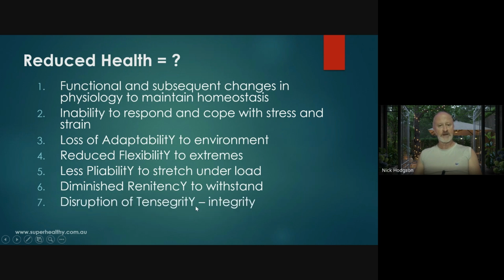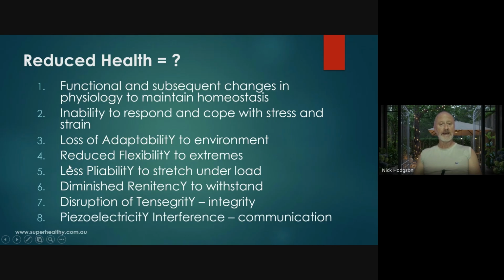And then your tensegrity, your design of your system, starts to be impaired, to be interfered with. You lose integrity of your structural and functional systems. And obviously this impedes communication. Once we start to lose communication, we start to lose the ability to heal and to regenerate and to live a good quality of life.